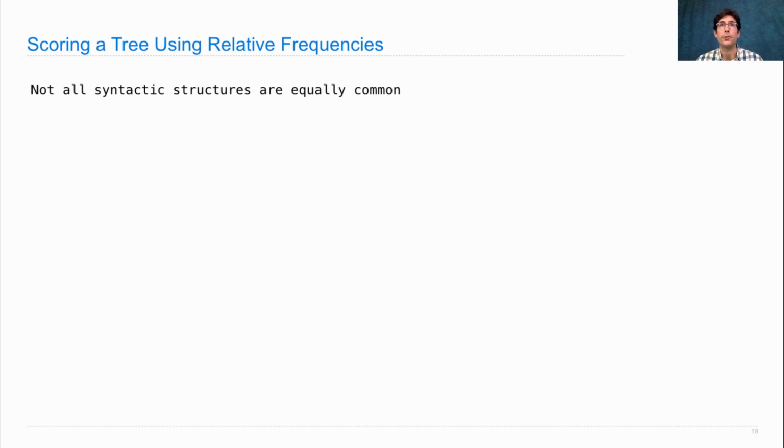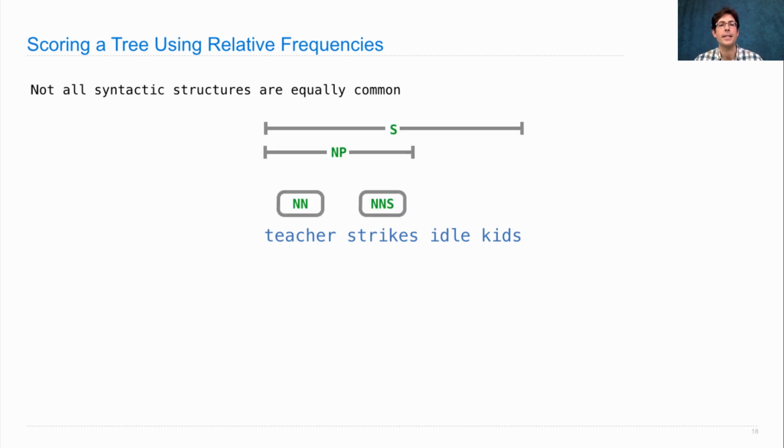Not all syntactic structures are equally common, even if multiple of them are valid. Consider this headline: Teacher strikes, idle kids. One interpretation is that this is a sentence talking about teacher strikes, when those teachers exert their rights of collective bargaining. When that happens, then the kids are left idle. So idle is a verb that means to leave idle, and the kids are the ones that have nothing to do, because the teachers are striking.